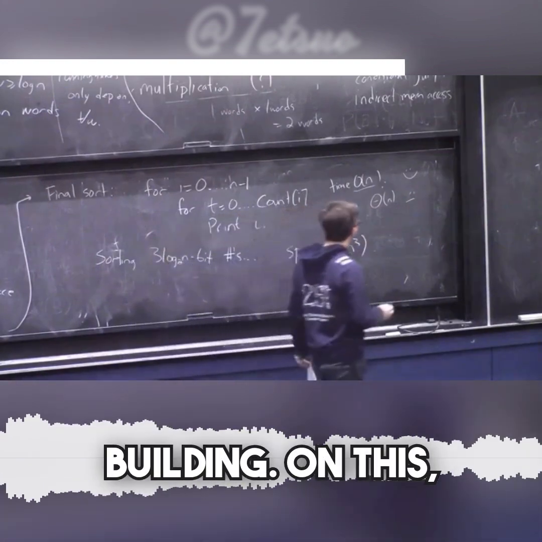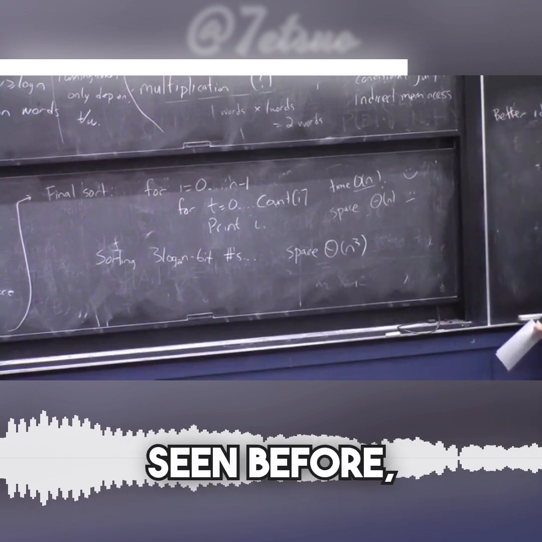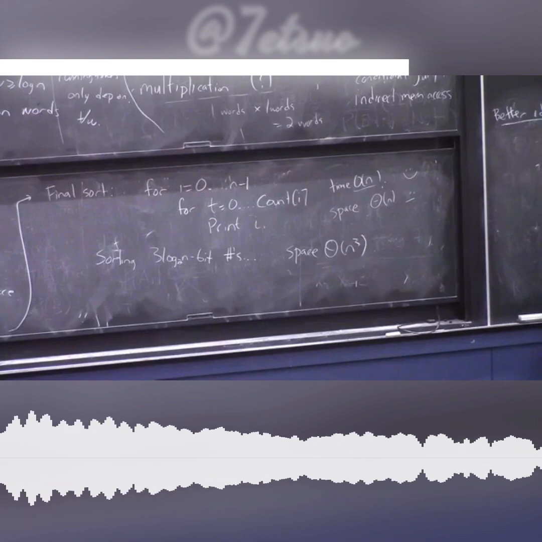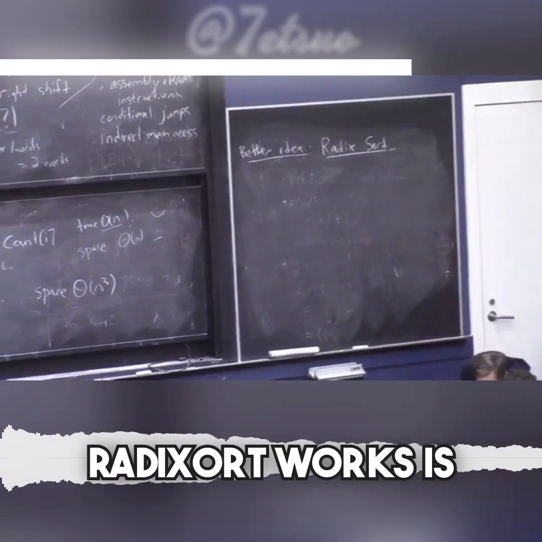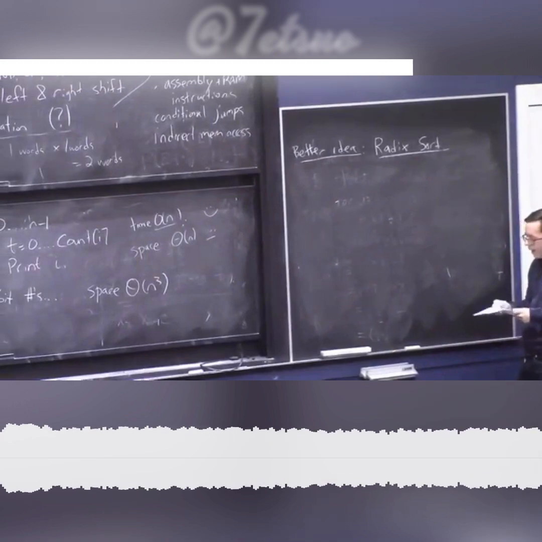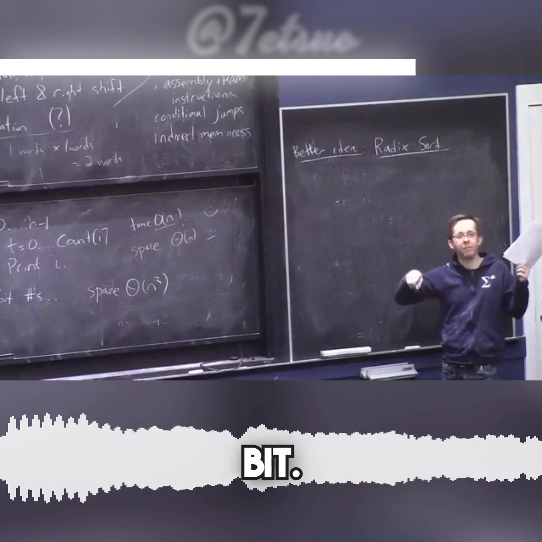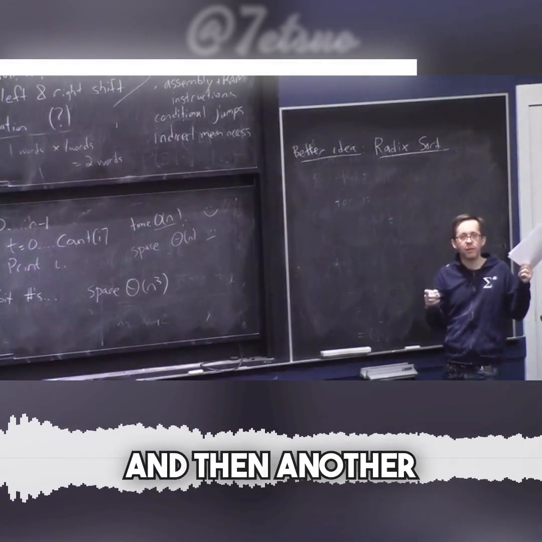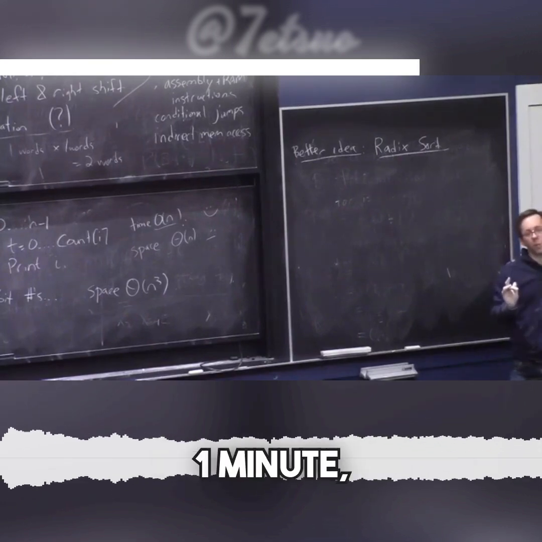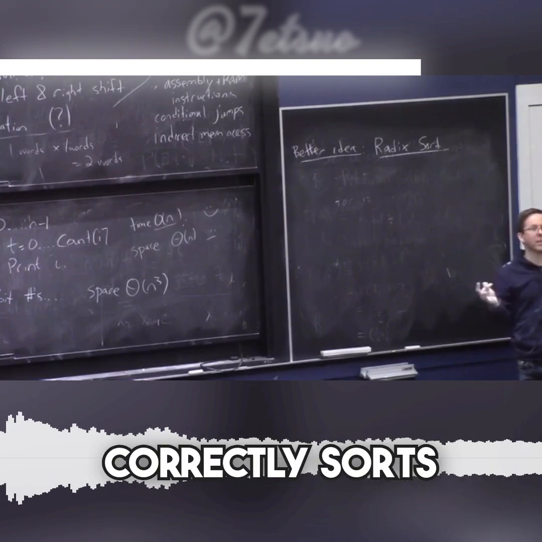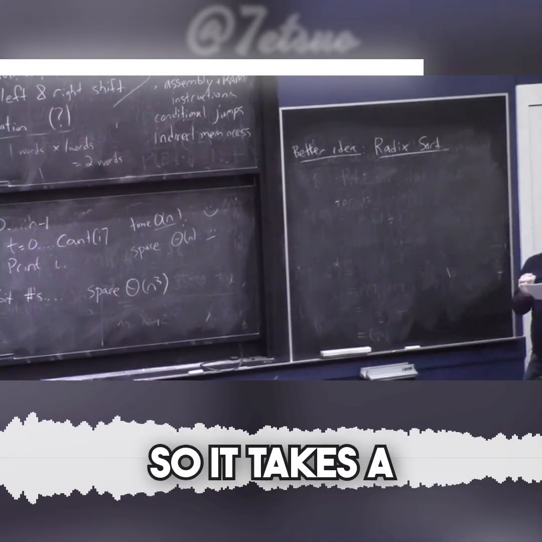But building on this, there's a better solution. And the better idea for sorting, which maybe you've seen before, is called radix sort. The way radix sort works is the following. First, imagine you take your numbers and you first sort them all just in terms of their least significant bit. And then you do another sort on the second least significant bit, and then another sort and another sort until you're finally doing another sort based on the most significant bit. If you think about it for a minute, if you've never seen it before, that actually correctly sorts the integers, as long as it's a stable sort that doesn't reverse two numbers that are tied. So it takes a little thought.